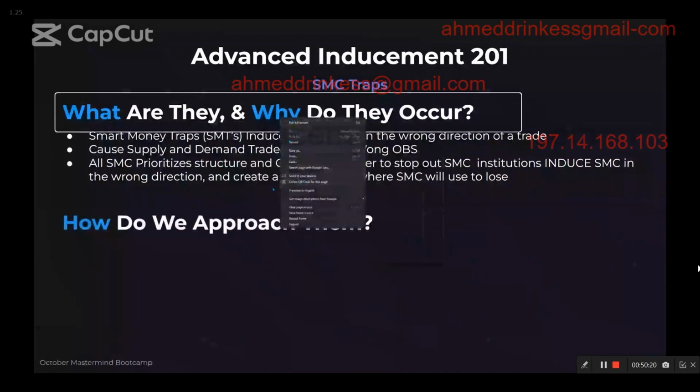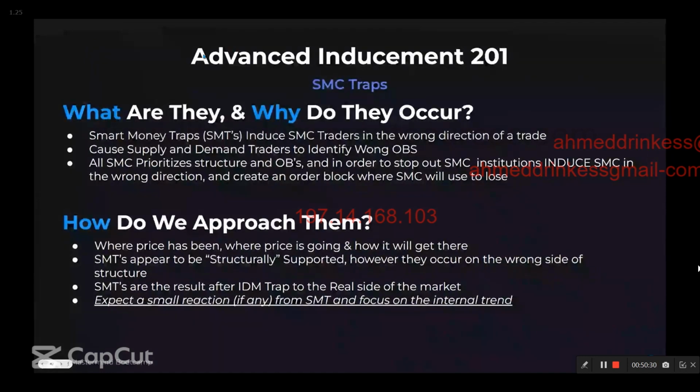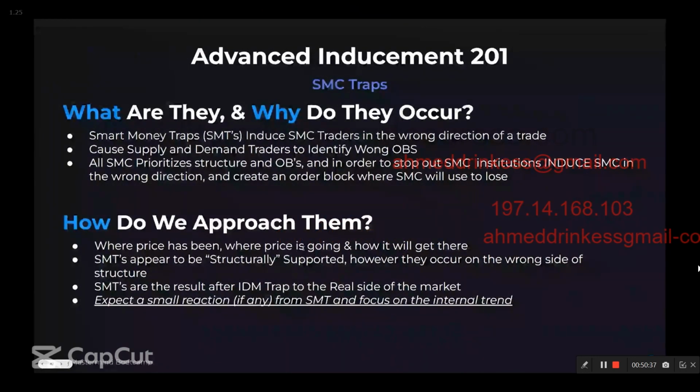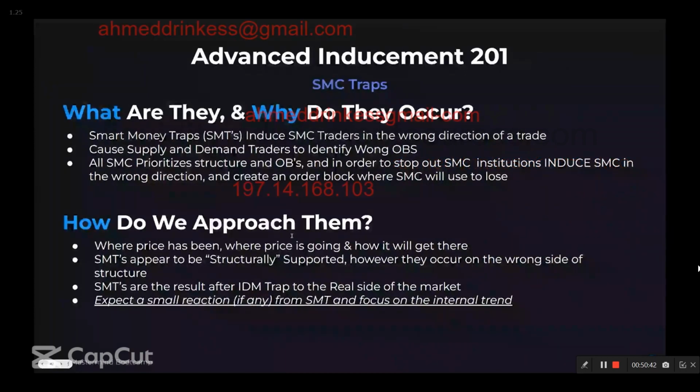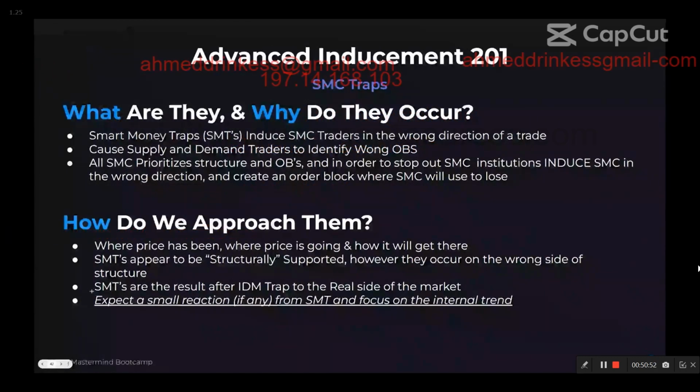So how do we approach them? Where price has been, where price is going, and how we'll get there is a key factor to identifying the correct order blocks, specifically the correct SMTs, which we use counter to regular traders. SMTs appear to be structurally supported. However, they always occur on the wrong side of the true market intention. SMTs are the result after an inducement trap to the true side of the market. Whenever you hear of SMTs, the first word that needs to come to your head is inducement.